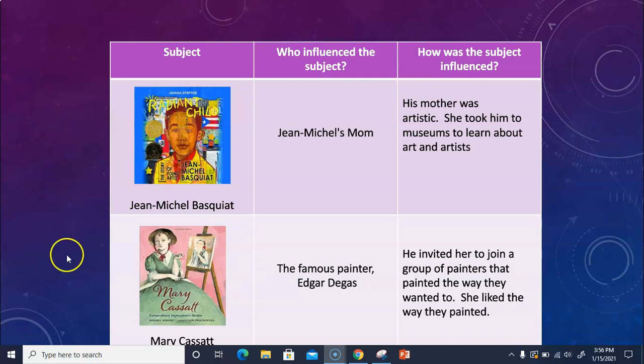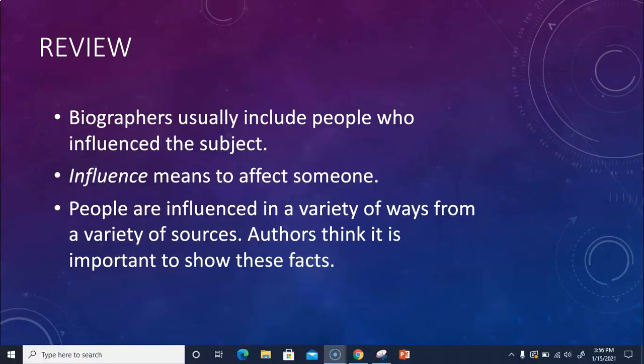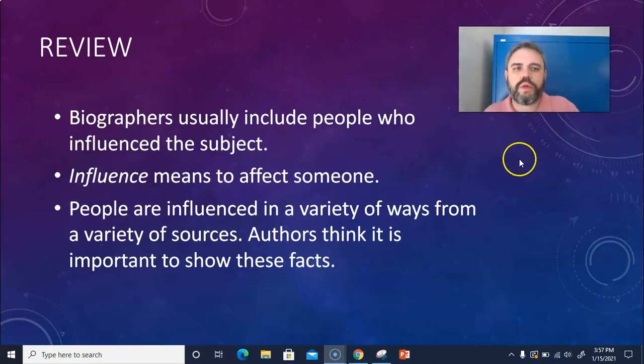All right, let's move on to the all-important review. Boom, let's put a bow on this. Let's wrap this up. All right, so as a review, biographies usually include people that influence the subject, okay? Because those are really important people in their lives. Influence means to affect someone, and people are influenced in a variety of ways from a variety of sources. Authors think it is important to show these facts, okay?